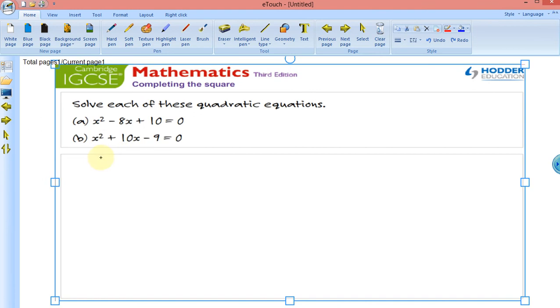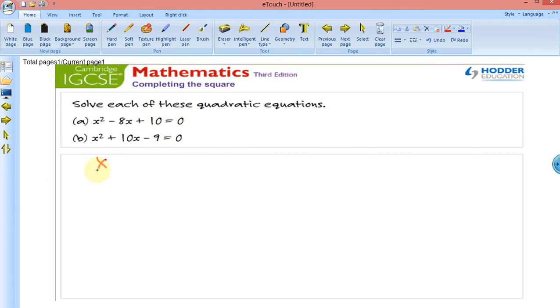The first step, if you look at the equation you have here, you have x squared minus 8x plus 10 equals 0. So the first step is to separate the variable and the constant. Retain the variables on the left hand side and take the constant to the right hand side. By implication, this will be equal to minus 10. So that is the first step.